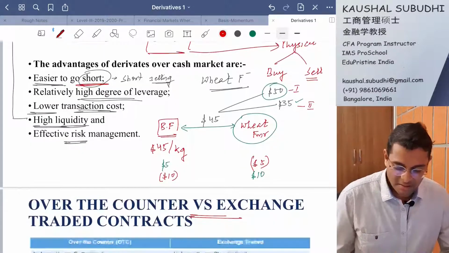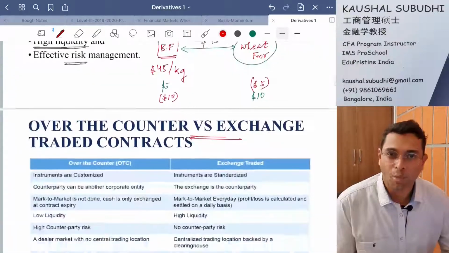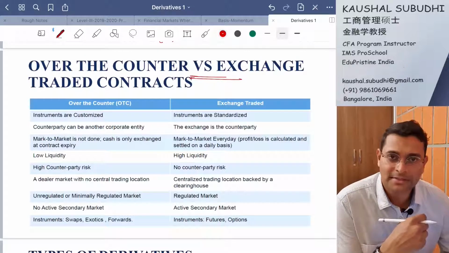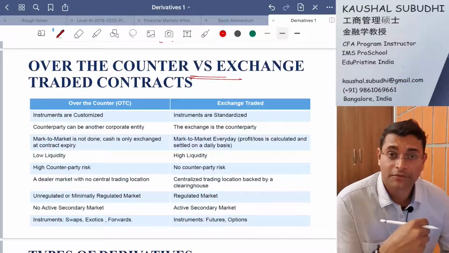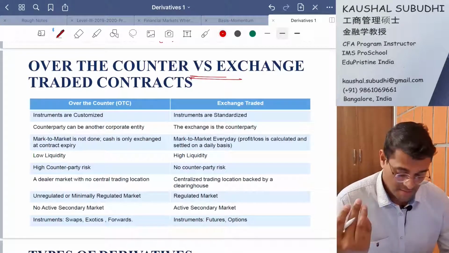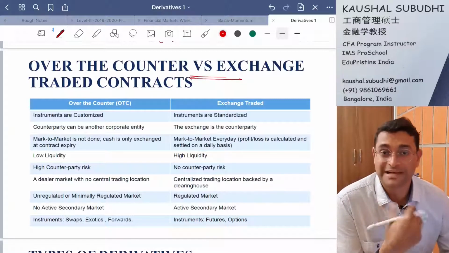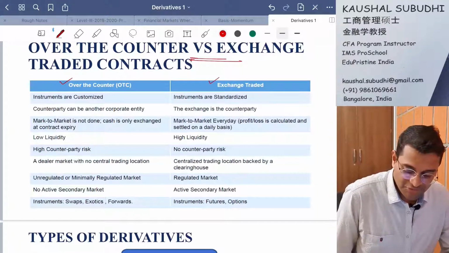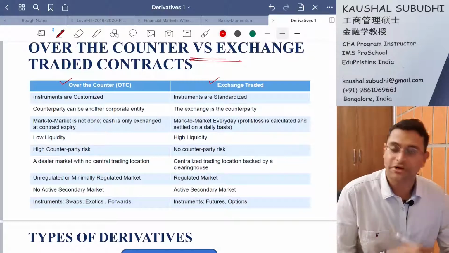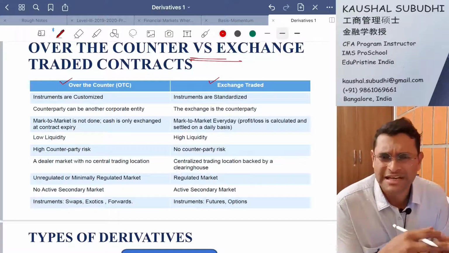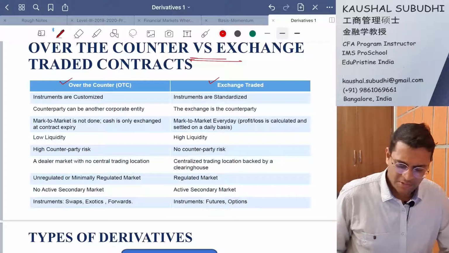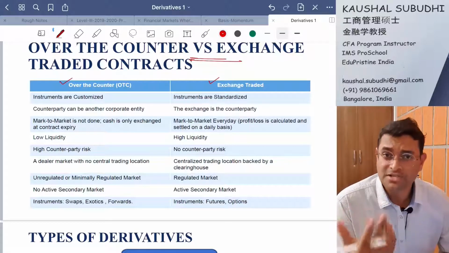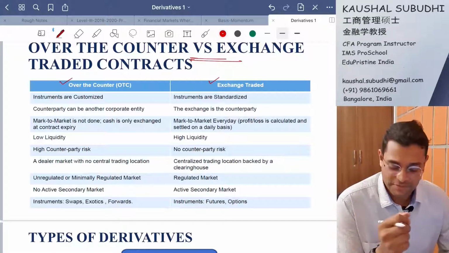These are a brief description of some advantages of derivatives. Now, getting to the over-the-counter trading platforms and the exchange-traded contract platforms. These are some differences between OTC derivatives and exchange-traded derivatives. There are some advantages of OTC derivatives, but not to forget, there are a lot of disadvantages of OTC derivatives.